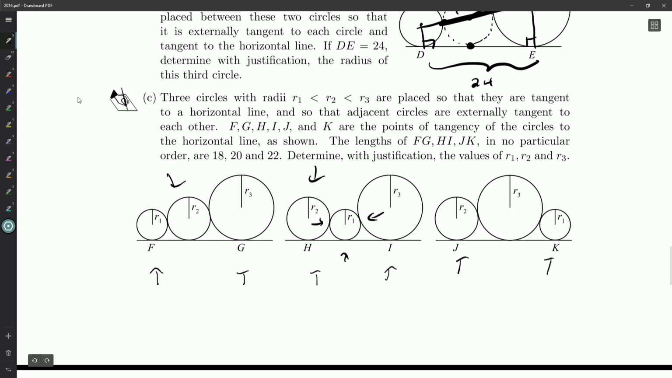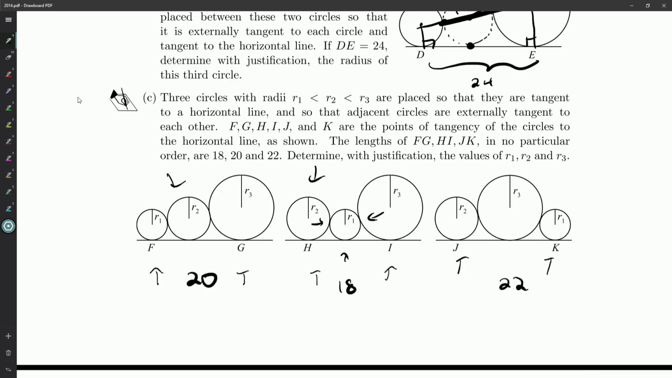The lengths F, G, H, I, J, K are, in no particular order, 18, 20, and 22. I'm going to guess the one with the fat one out here is 22, and this one will be 18, and this will be 20, but I don't know. I'd have to double check the geometry. Anyway, so in no particular order, 18, 20, and 22. Determine with justification the values of R1, R2, and R3.